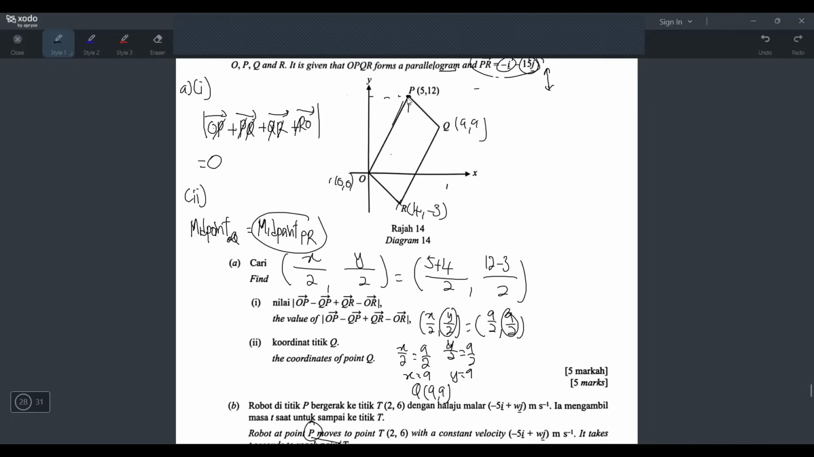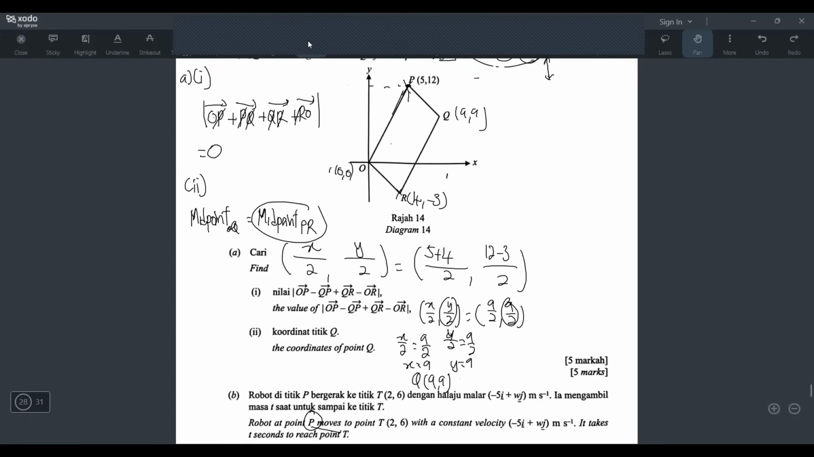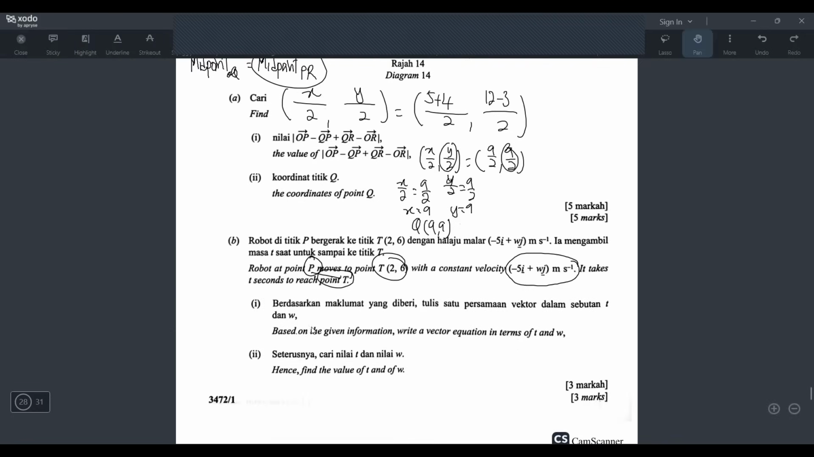Point P, the robot at point P, move to point T 2, 6. Okay, where is 2, 6? 2 is somewhere here, 6, I don't know, maybe here. So point T is not labeled here. With a constant velocity of this, it takes T second to reach point T. And then it says, number 1, based on the given information, write a vector equation in terms of T and W.